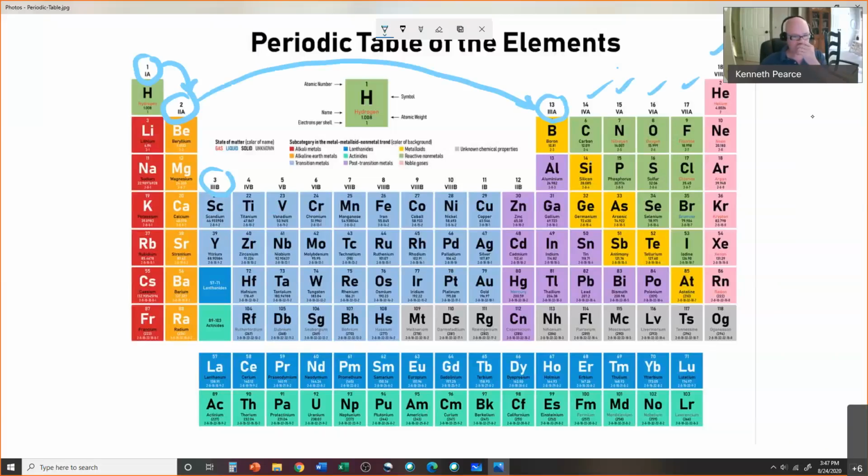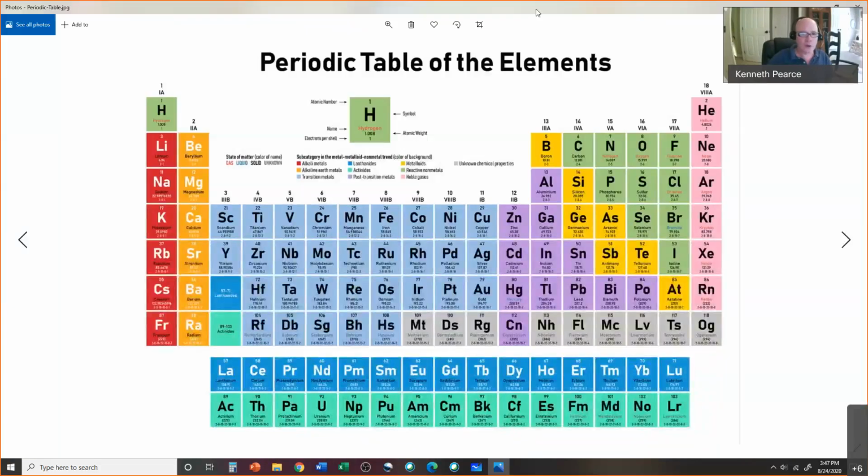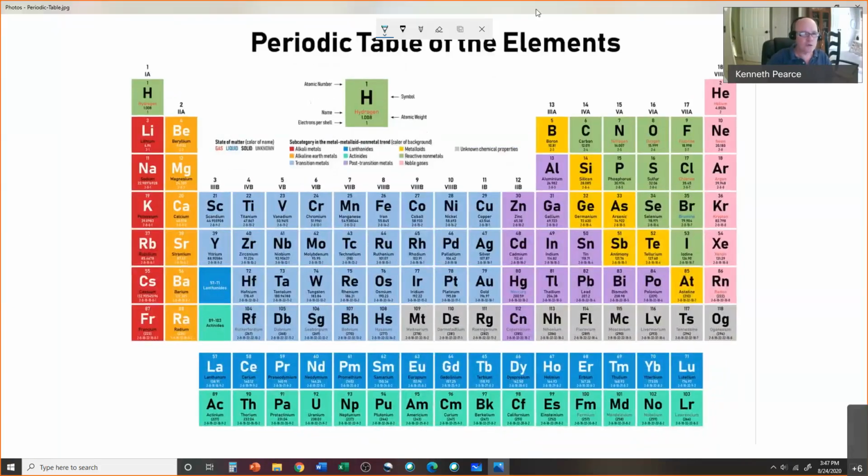Now, these groups have some common names, and let me go ahead and show you some of the common names. I think what we'll do is just start over with that rather than try to erase it. Okay, so we have common names for these guys. Now, except for hydrogen, these guys in group 1A are called the alkali metals. And group 2A is the alkaline earth metals. All right. And those are two important groups.